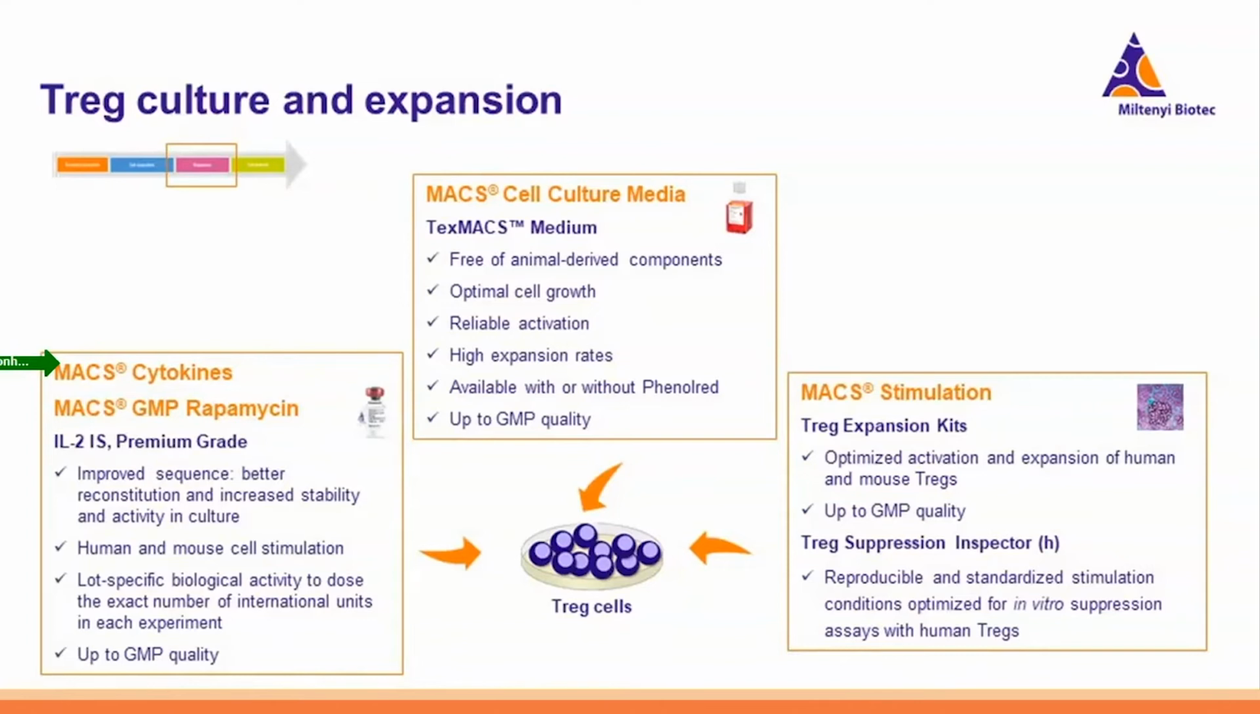The correct dosage, stability, and activity of cytokines are super important to have a good expansion of your target cells. For Tregs expansion, we offer you IL-2, and we have IL-2 in different grades, and I would like to ask you again to have a look at our webpage and get more info about it. And then the last but not the least, you need to have an activation reagent. We offer you two expansion kits that are efficient and available for mouse and humans.